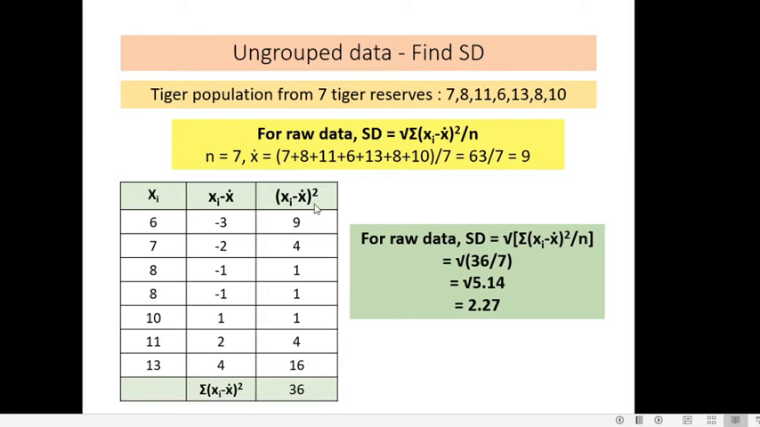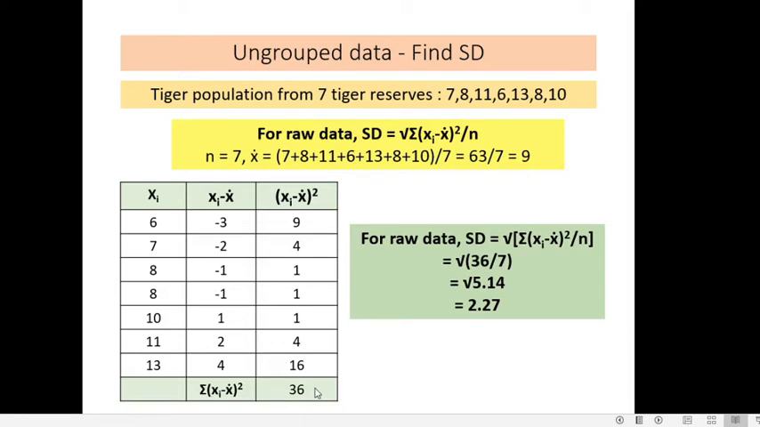Now in the next column what do we do? So how do we calculate SD? We have to find the square root of the sum of deviations of all values from the mean and divide it by the total number of observations. So first we have to find out the square. The square of minus 3 is 9, square of minus 2 is 4, square of minus 1 is 1, square of minus 1 again 1, 1 squared is 1, 2 squared is 4, 4 squared is 16, and we find the total of all these (xi minus x dash) whole square values, and the total is 36.